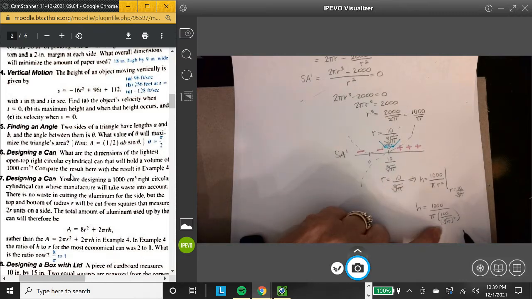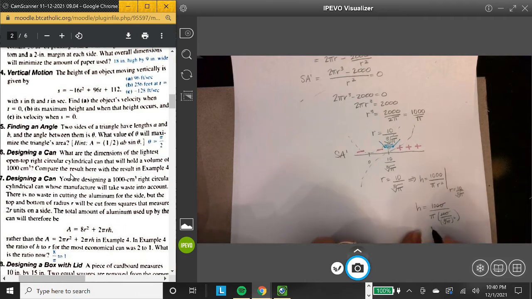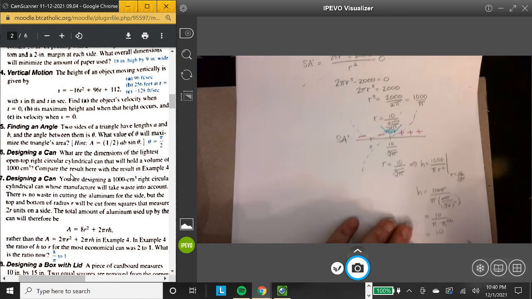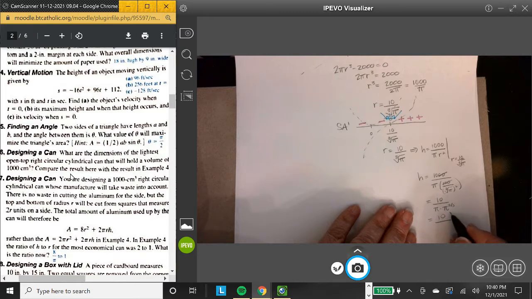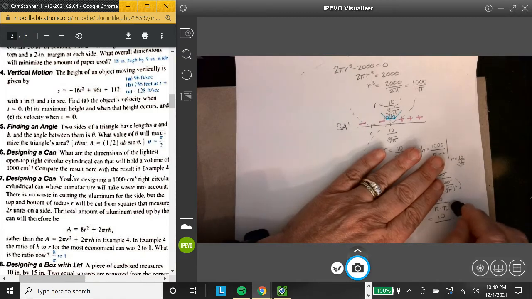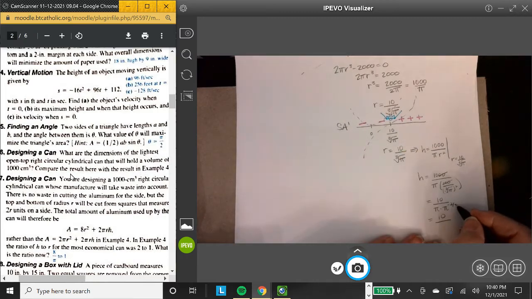over the cube root of pi quantity squared. Actually I can reduce the 100. And I'm going to get 10 over pi times, this is going to be pi to the 2/3, right? Because it's the cube root, and it's squared. So it's going to be 10 over, when I add the exponents. Oh, this is negative 2/3, right? It's negative 2/3, sorry, because it's in the denominator of the denominator. So this is negative 2/3.